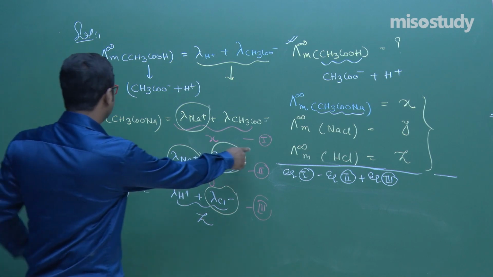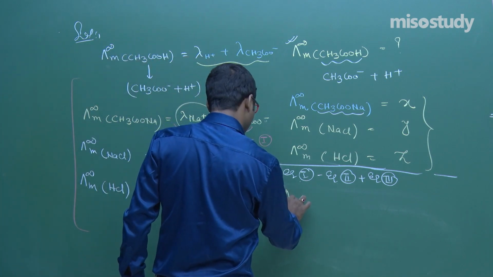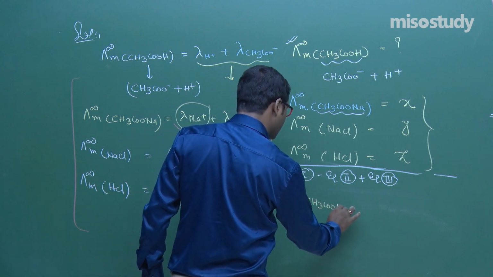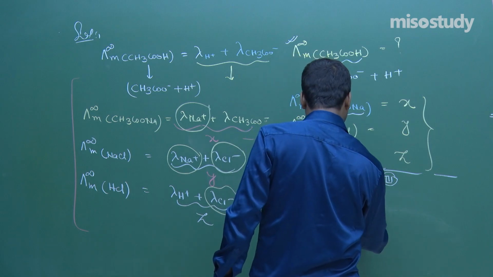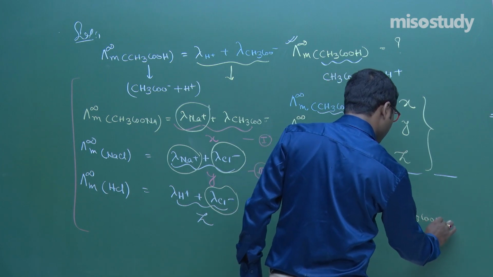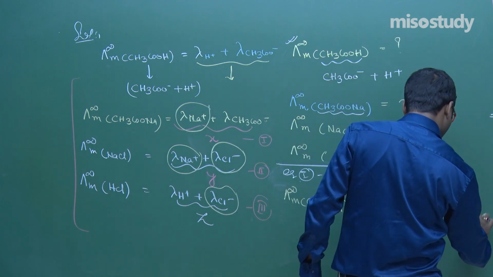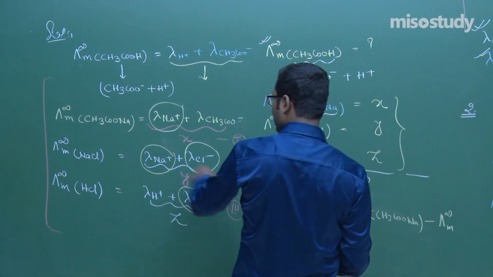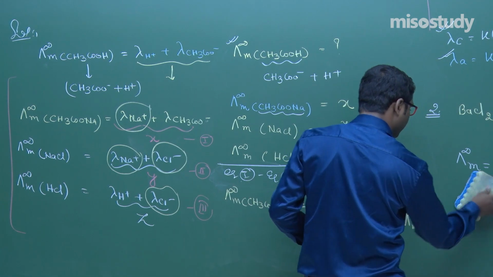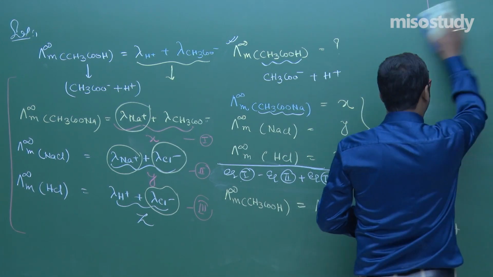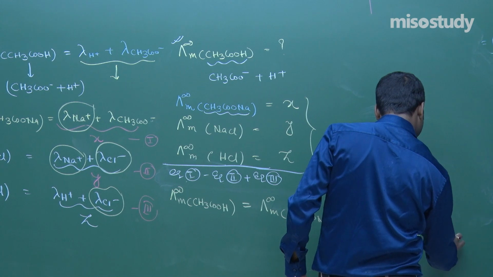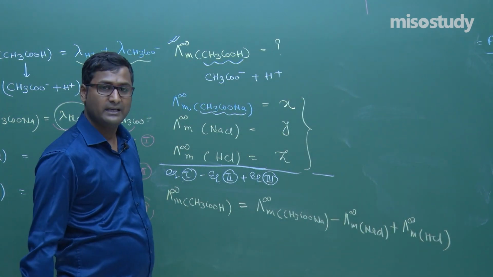Now equation 1 minus equation 2. What is equation 1? This one. Now we can write here, that is molar conductivity of CH3COOH. We can easily get it by using the molar conductivity of CH3COONa minus, equation 1 and equation 2, the molar conductivity of NaCl, and plus, wait for a moment my friend, plus molar conductivity at infinite dilution of HCl. If I do this, then you will definitely get the answer.